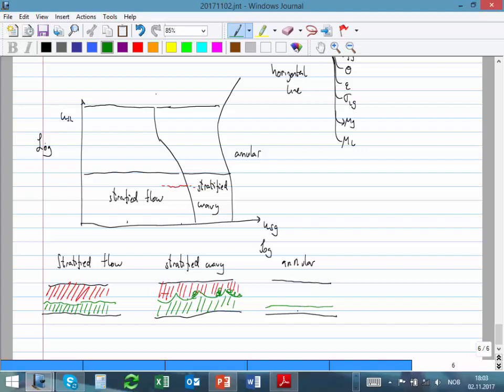Close to the wall you have a thin film, or it can be a bit thicker, but usually it's thin. And then you have gas flowing through the center. Of course, due to gravity, the film thickness at the bottom is going to be greater than the one at the top. And then you have maybe some droplets here.